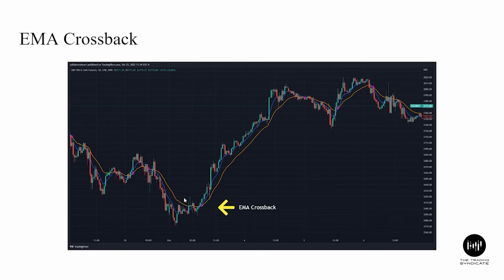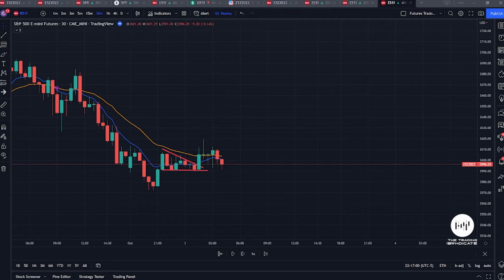The EMA crossback, wherein the price action comes back below the EMAs and then causes the EMA cross. If we remember from our unit on EMA crossbacks, we know that there is typically a reaction when both price crosses the EMAs and the EMAs cross themselves. For use in this strategy, we are particularly looking for the price action to cross back underneath the EMAs before the EMAs cross themselves.